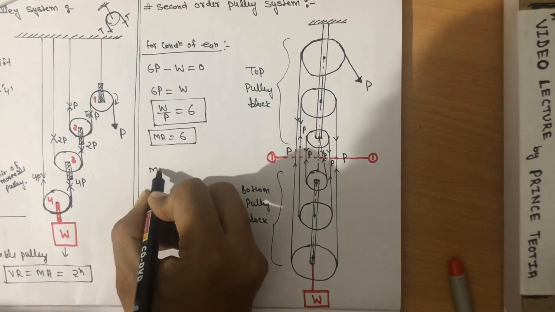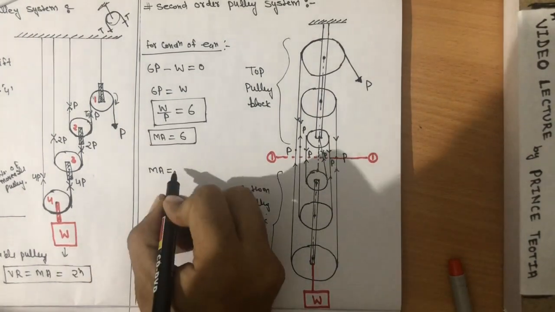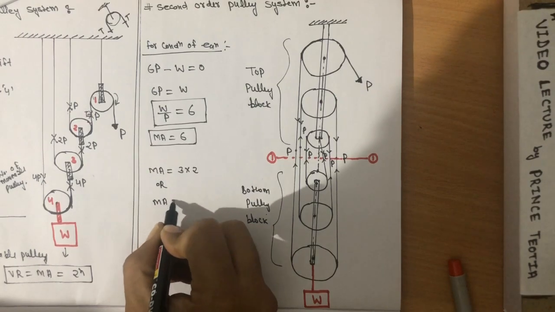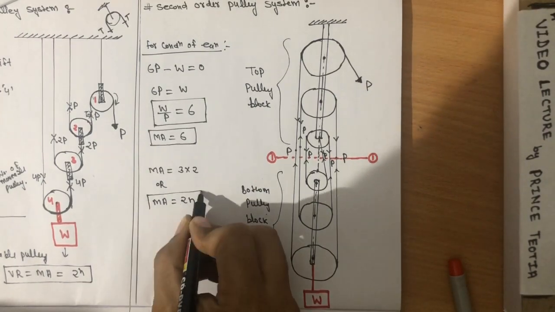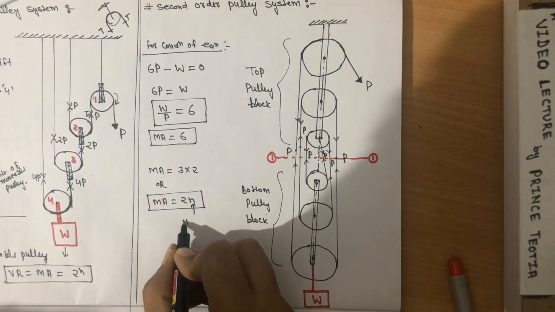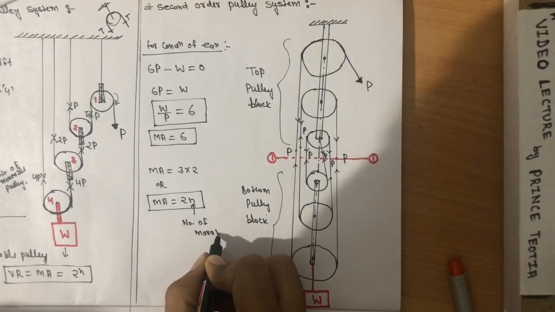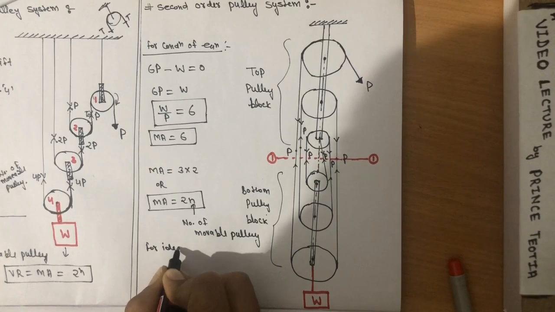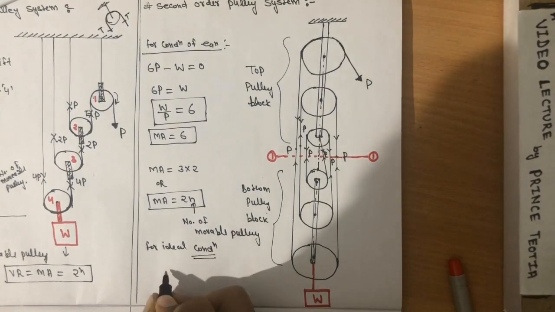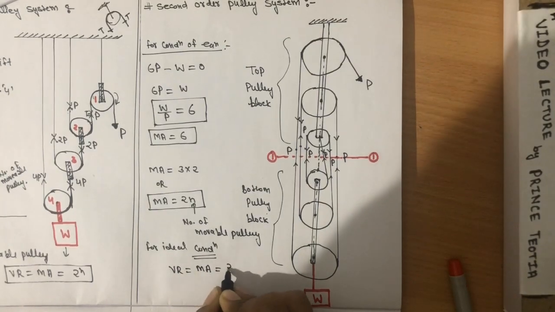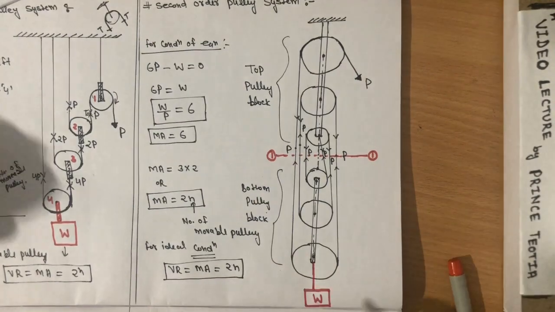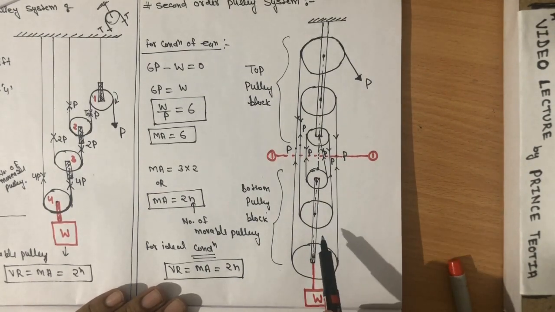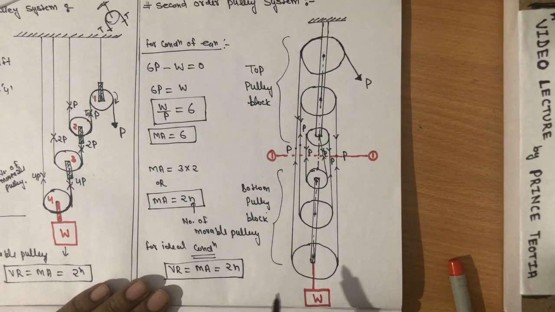So the mechanical advantage for the second order pulley system will be 3 into 2, or 2n, where n is the number of movable pulleys. For ideal condition, velocity ratio equals mechanical advantage, and this is 2n, and this is valid only for the second order pulley system. We just have to calculate the number of movable pulleys, then we can find out the mechanical advantage or velocity ratio.